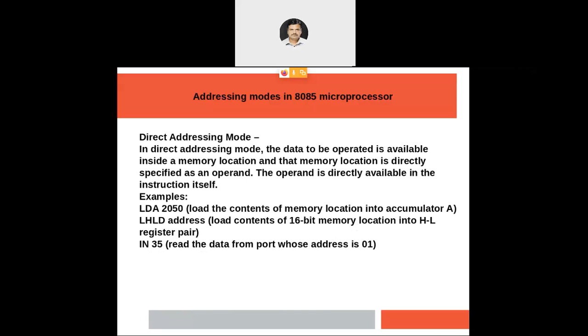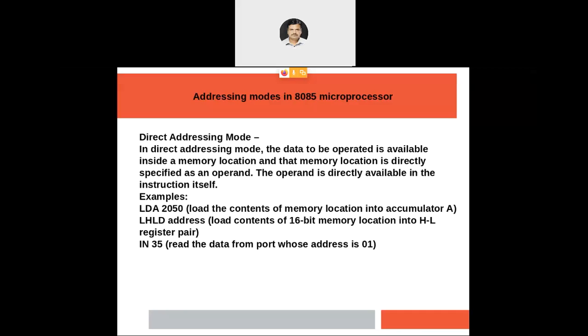For example, we are seeing assembly language coding now. LDA 2050. The meaning of the instruction is loading the contents of that memory location into the accumulator. Suppose memory location 2050 has data 25, then that 25 can be loaded into the accumulator. The next instruction is LHLD. Take one notepad along with you and write down these instructions and their meanings, because there is such a question in the CT1 exam.